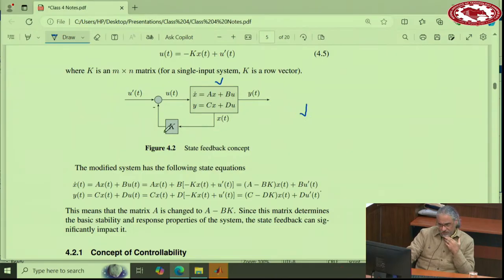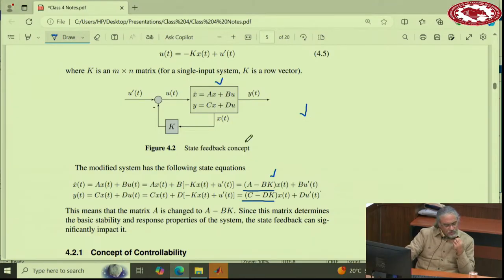Now that you close the feedback using this state feedback, your equations change to this one. You see your A changes to A minus BK. What really played the main role, we said, were the eigenvalues of A. Now they are the eigenvalues of A minus BK. If we can design K properly, such that the eigenvalues of A minus BK are in good locations, and then we'll talk about what that good location is, then we can really get whatever performance we want from this system.